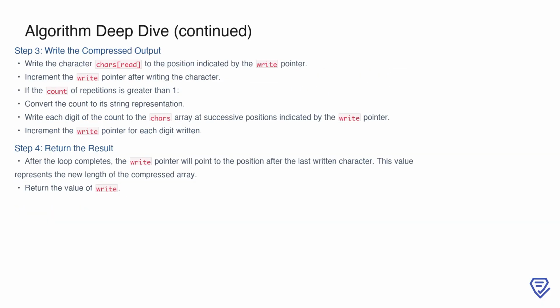Once we've identified a group of consecutive repeating characters, we write the compressed output. The write pointer is used to place the character at its appropriate position in the chars array. After writing the character, we increment the write pointer. If the count of repetitions is greater than 1, we convert the count into its string representation and write each digit of the count to the array, again using the write pointer. For every digit written, the write pointer is incremented. Once the traversal is complete, the write pointer will indicate the position just after the last compressed character. This value represents the new length of the compressed array, which we return as the result.